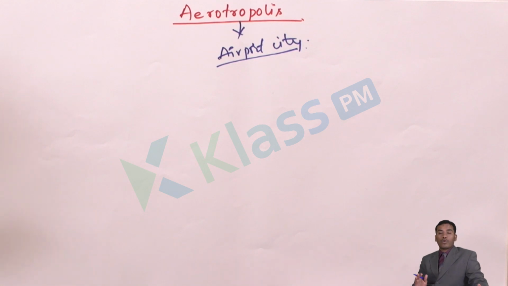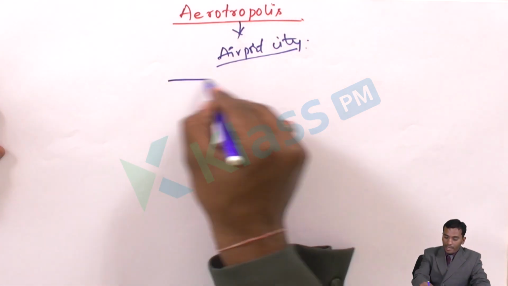So these are the different types of human settlements we can find in and around our country as well as across the world. Next, what we will be learning is migrations.